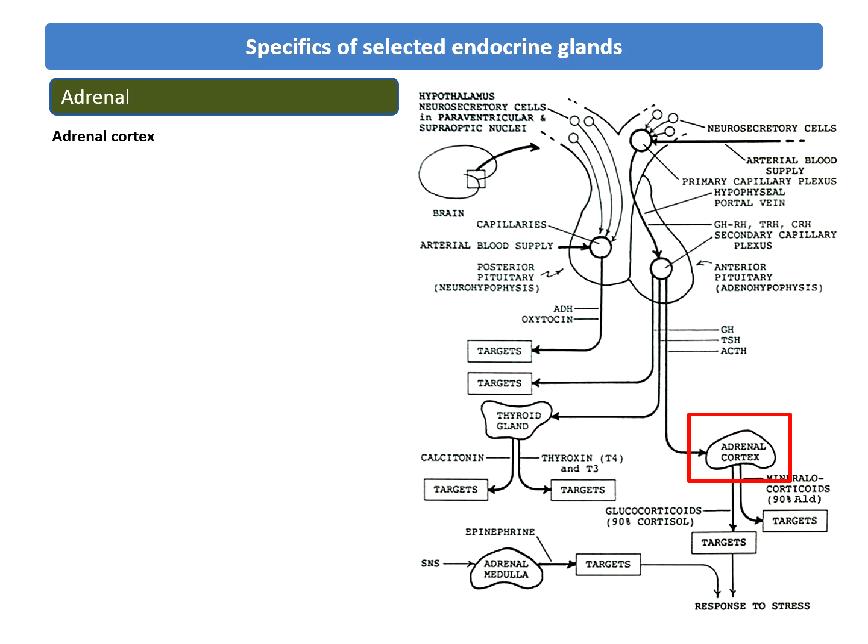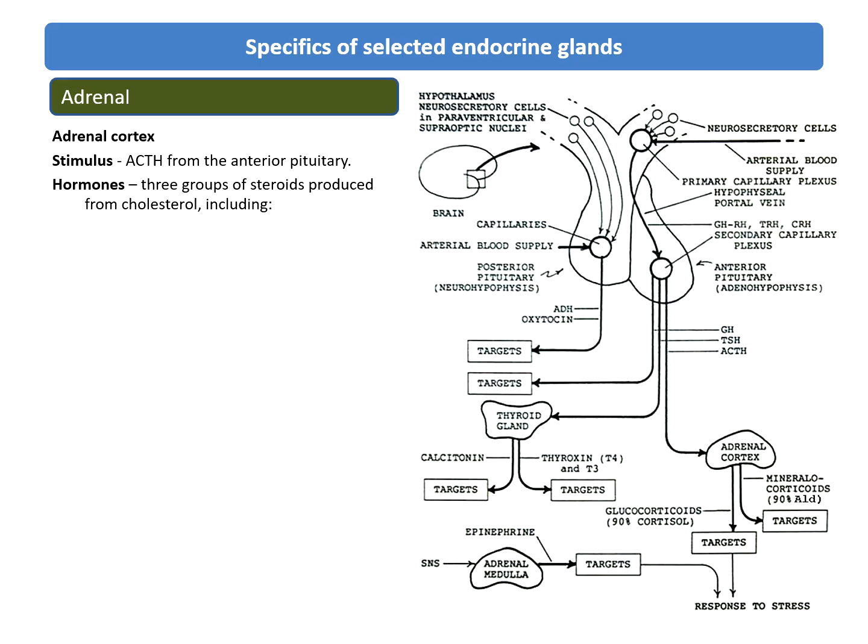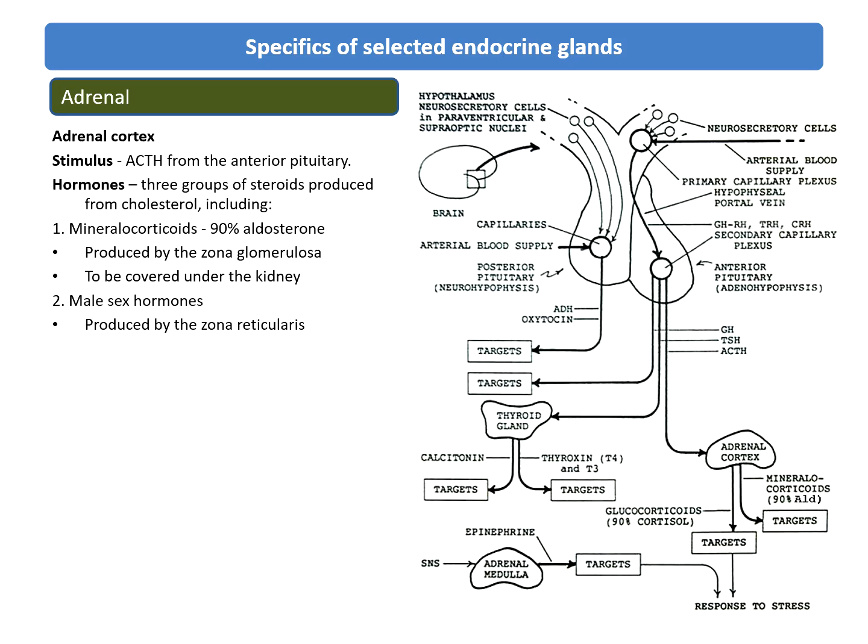The adrenal cortex, on the other hand, is stimulated by ACTH from the anterior pituitary. Hormones fall into three groups. They're all steroids, and they're produced from cholesterol. They include mineralocorticoids, 90% of which are aldosterone. They're produced by the zona glomerulosa, and we'll cover them under the kidney. Male sex hormones are produced by the zona reticularis. We'll cover these under reproduction. And the third group are the glucocorticoids, 90% of which consist of cortisol.